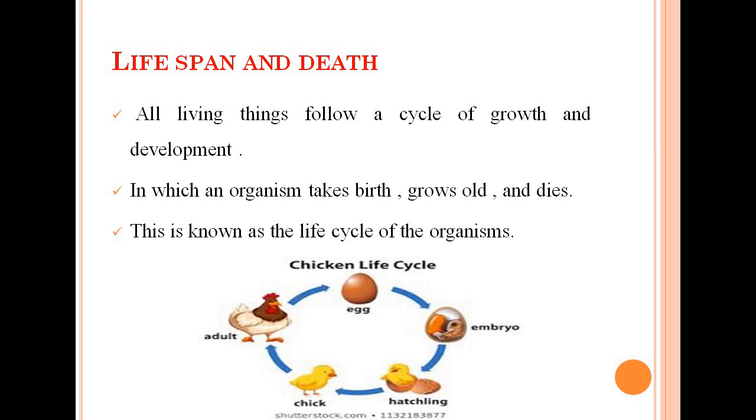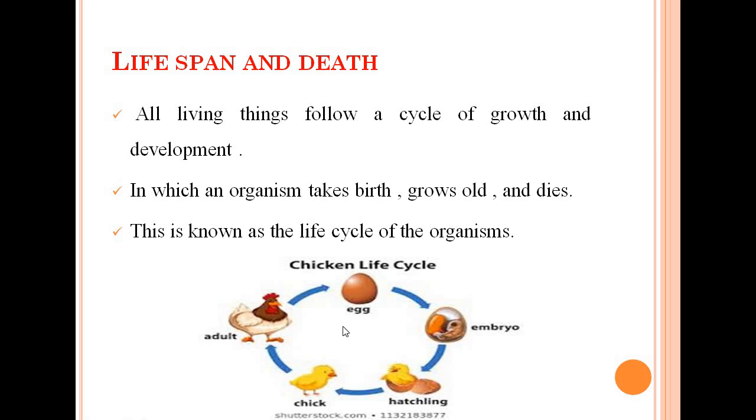The next characteristic of living organisms is lifespan and death. All living things follow a cycle of growth and development in which an organism takes birth, grows into an adult, grows old, and dies. This is known as the life cycle of the organism.